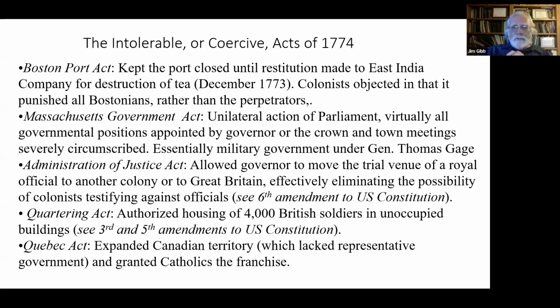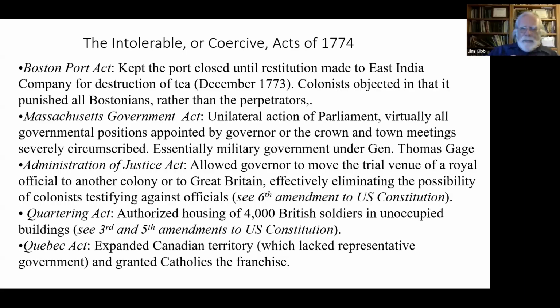The 3rd Amendment prohibits quartering of troops during peacetime. Absolutely prohibits. During wartime, it's possible to quarter troops, but the Fifth Amendment requires that you be paid for the services you're rendering, that is, housing these troops.